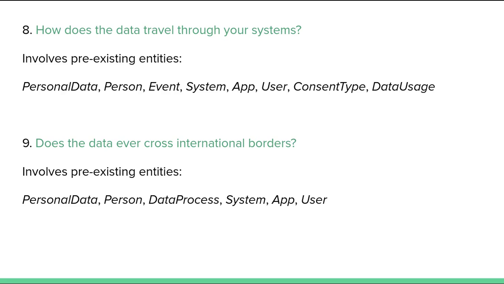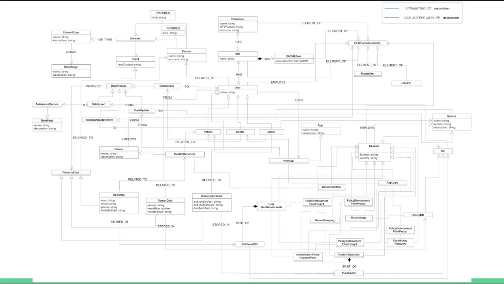As in question 6, question 8, how does the data travel through the systems? Question 9, does the data ever cross international borders, involves pre-existing entities. Finally, by combining the architecture entities and diagrams related to GDPR concepts, we derive the complete class diagram of the remote patient monitoring system.